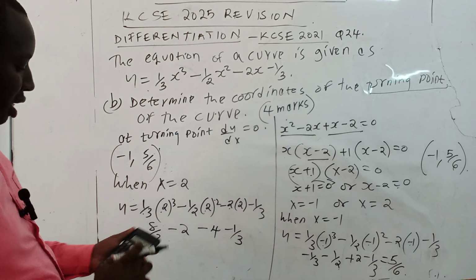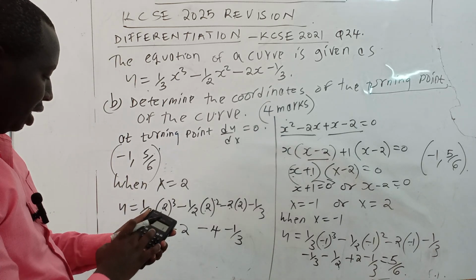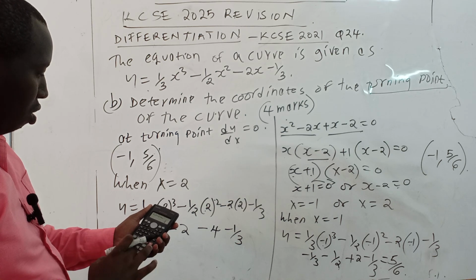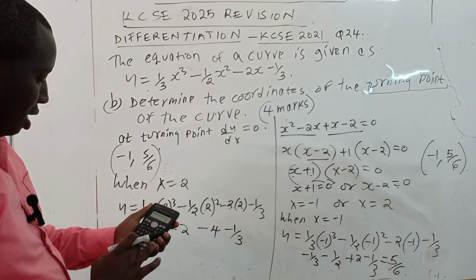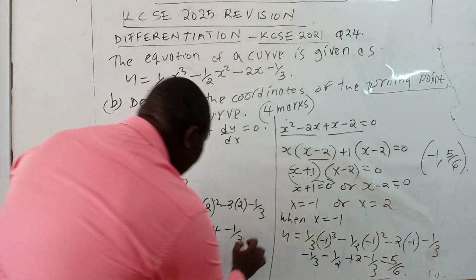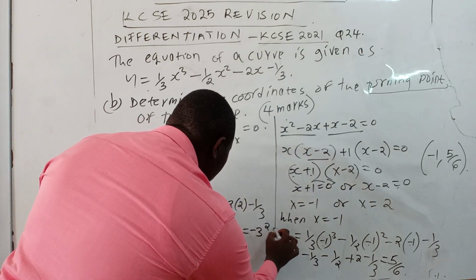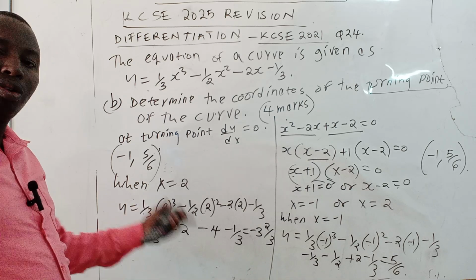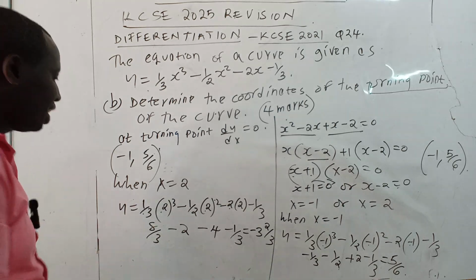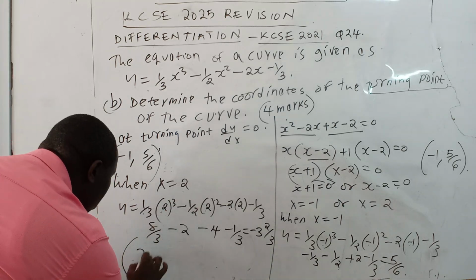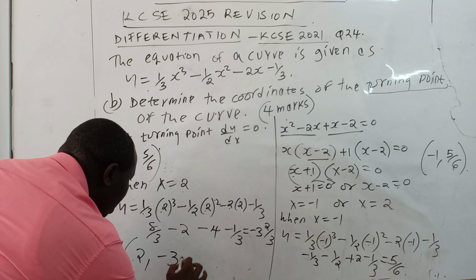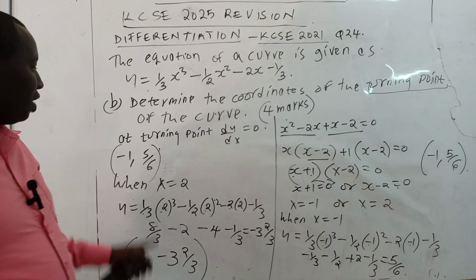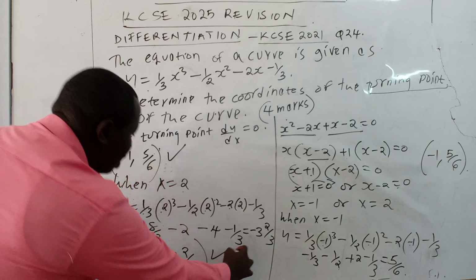Again, when it is addition and subtraction, you can just put them direct in the calculator: 8 over 3 minus 2, minus 4, minus a third. And this becomes minus 3 and 2 over 3. So that is the second value for y. Therefore, the other turning point will be when x is 2, y is negative 3 and 2 over 3. So you have this turning point and this other turning point.